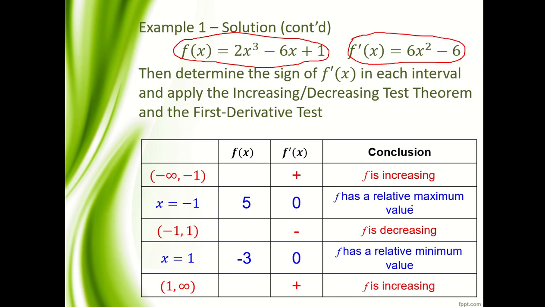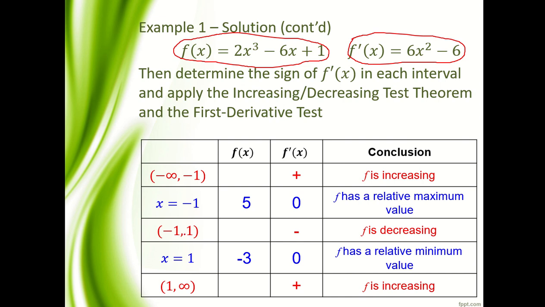Negative 1, why is it maximum? We have here negative 1 on the left side of the origin, then you have f of x equal to 5, so above. Okay, so using the theorem, f has a relative maximum value on this part.